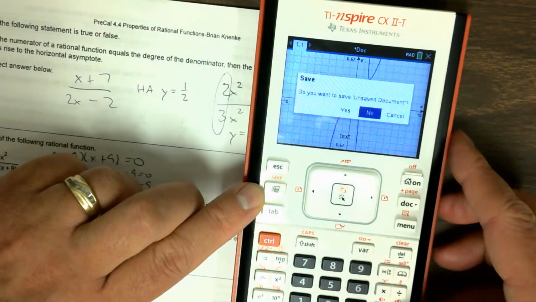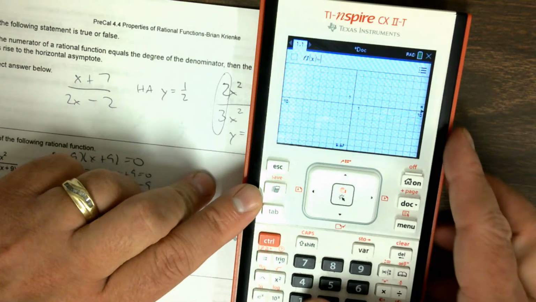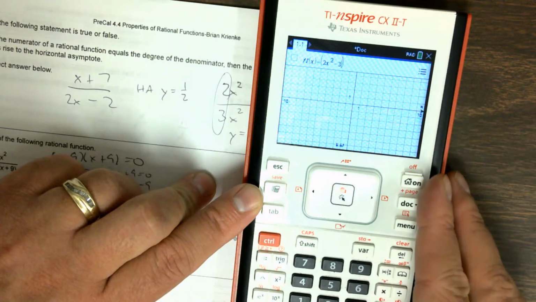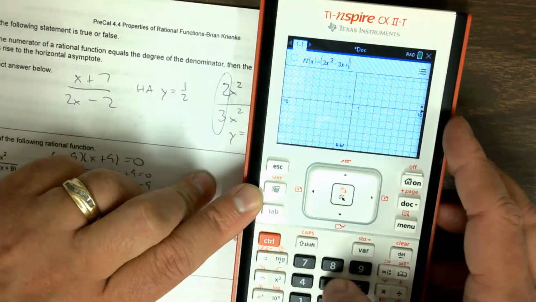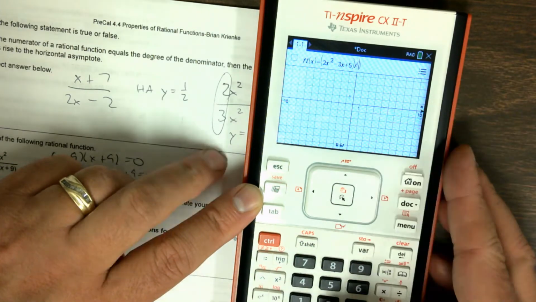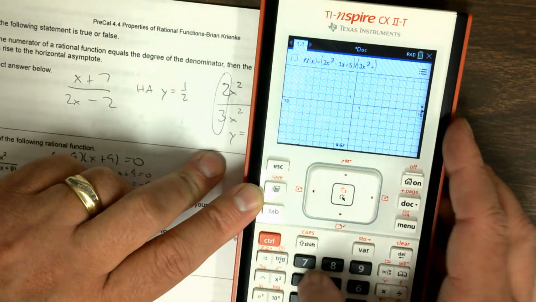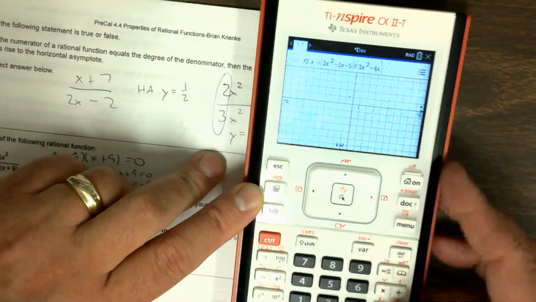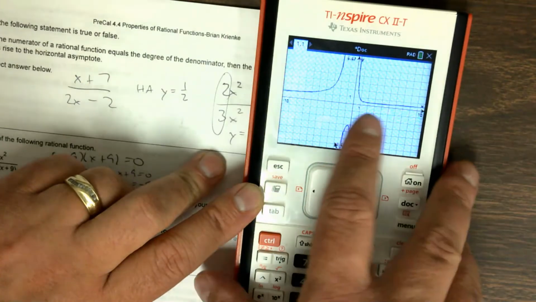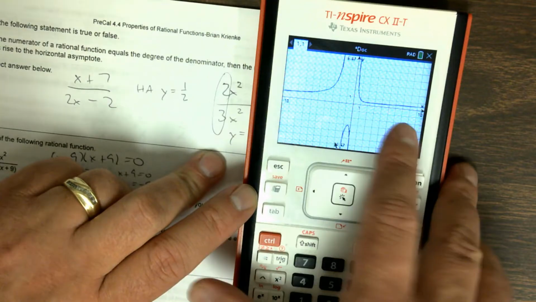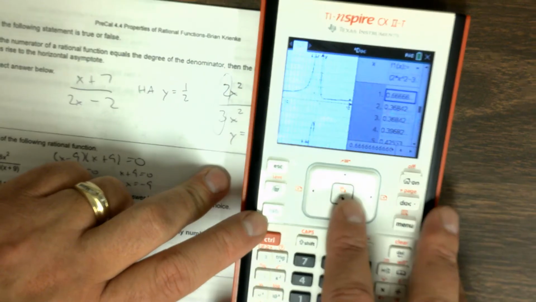So like this, if we had parentheses 2x squared minus 3x plus 5, divided by parentheses 3x squared plus 4x minus 1, you have this horizontal asymptote, and if you look in the table, it would get closer and closer to 2/3.